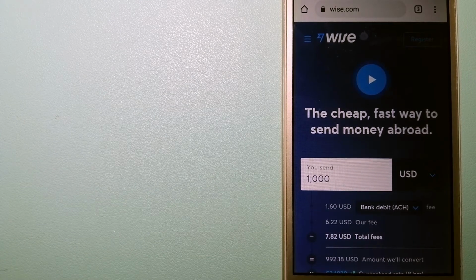Today, we are going to talk about transferring money from Nigeria to Thailand. We are going to talk about three ways to send money if you are in Nigeria and you want to send money to Thailand. Why do we have to send money overseas?